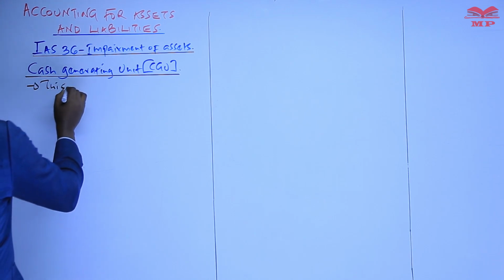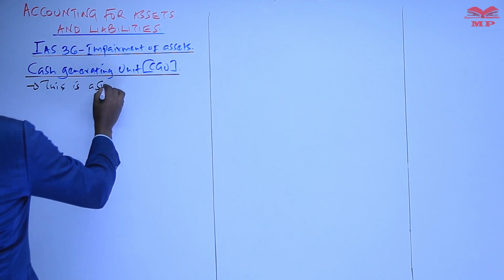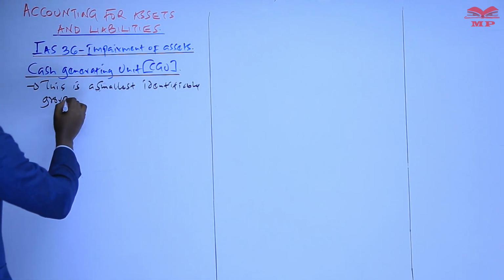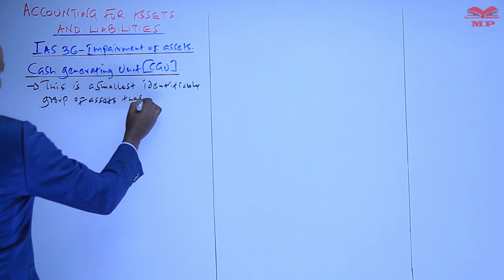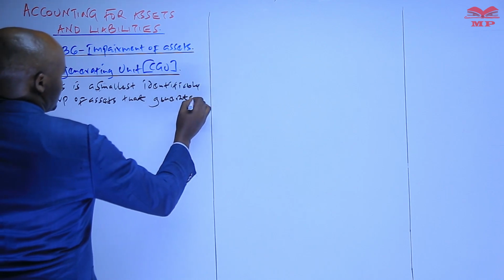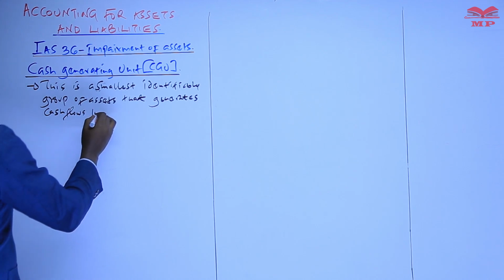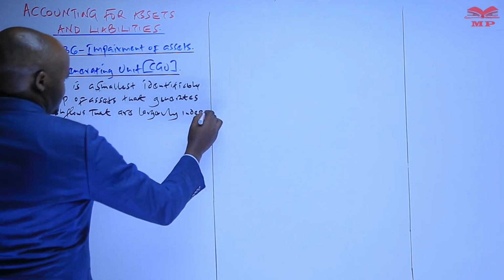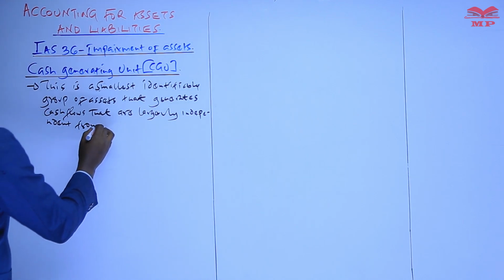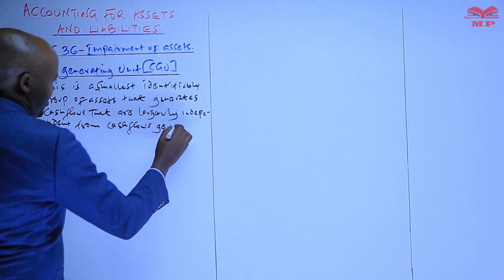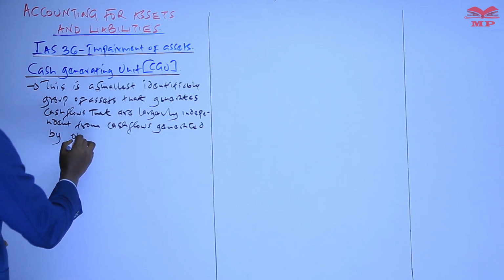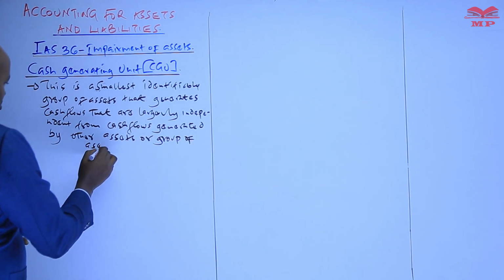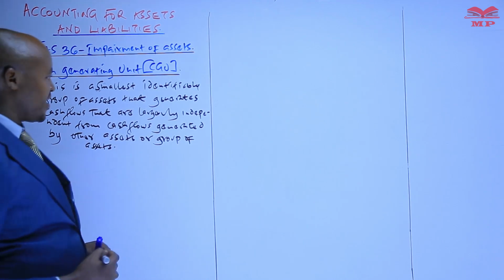But before we do that, let's first define what a cash generating unit, or a CGU, is. And I've said that this is the smallest identifiable group of assets that generate cash flows that are largely independent from cash flows generated by other assets, or groups of assets. So that is the definition of a cash generating unit.